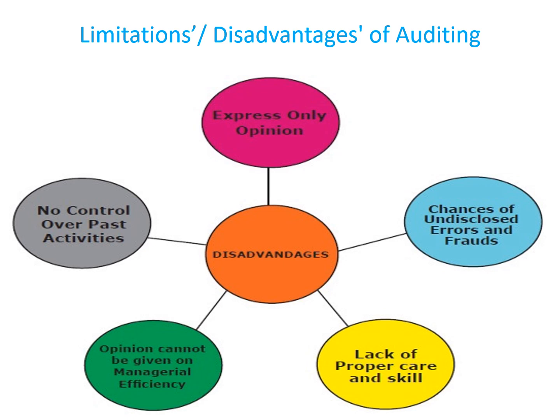Opinion cannot be given on managerial efficiency. The auditor focuses on financial activities and measures performance in terms of financial activities, but he does not make more suggestions to the management because management is the top authority.